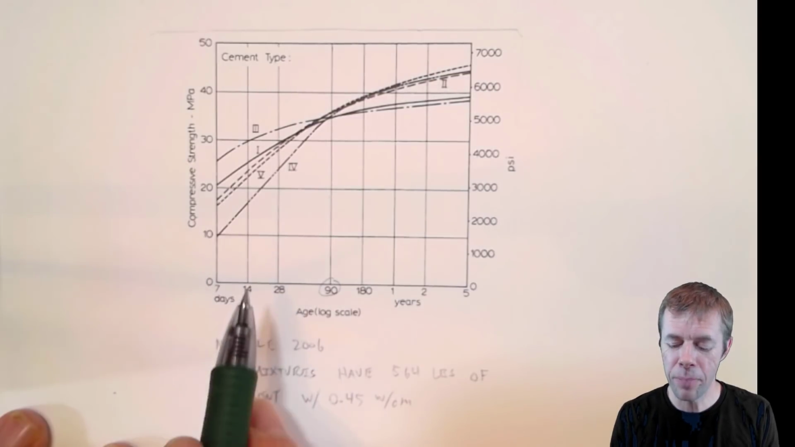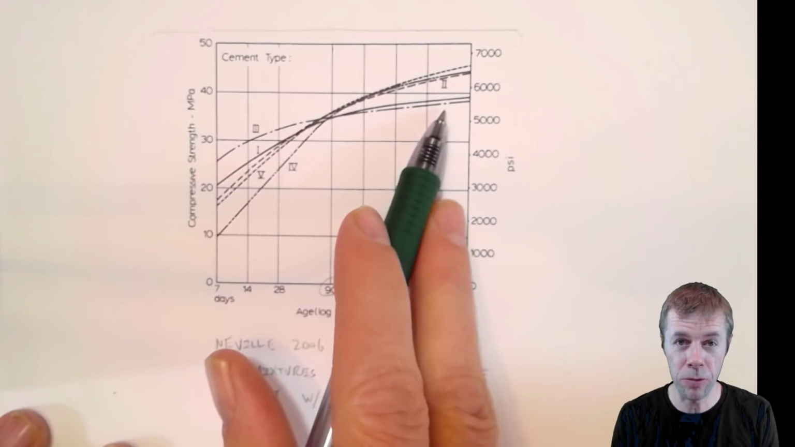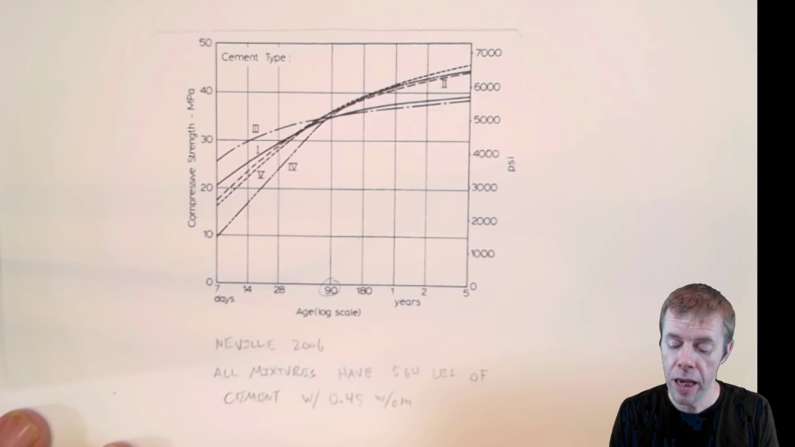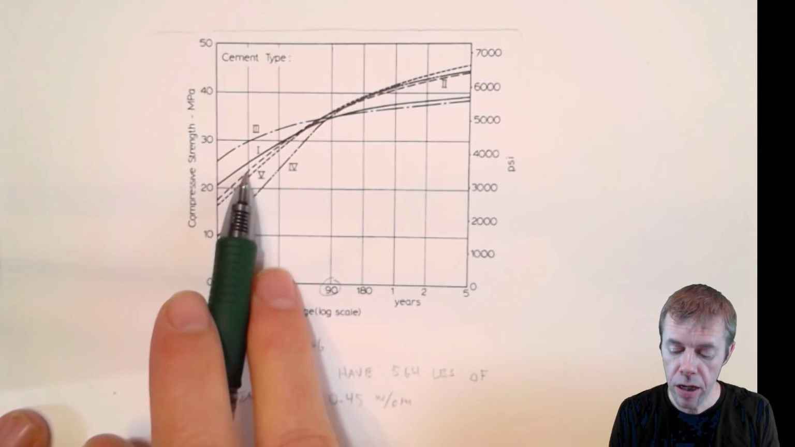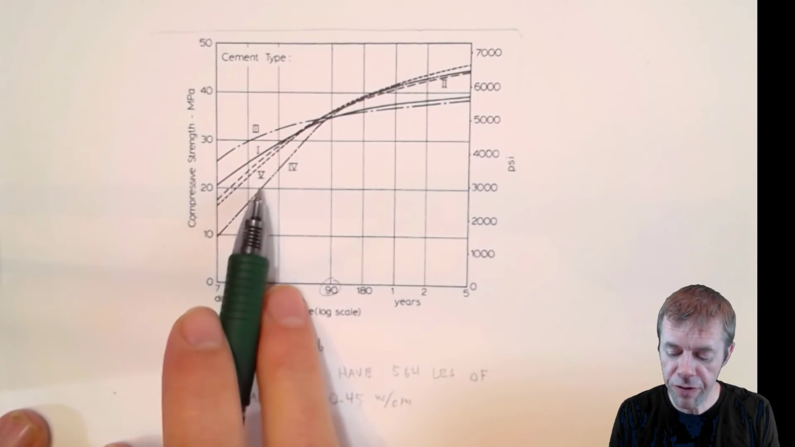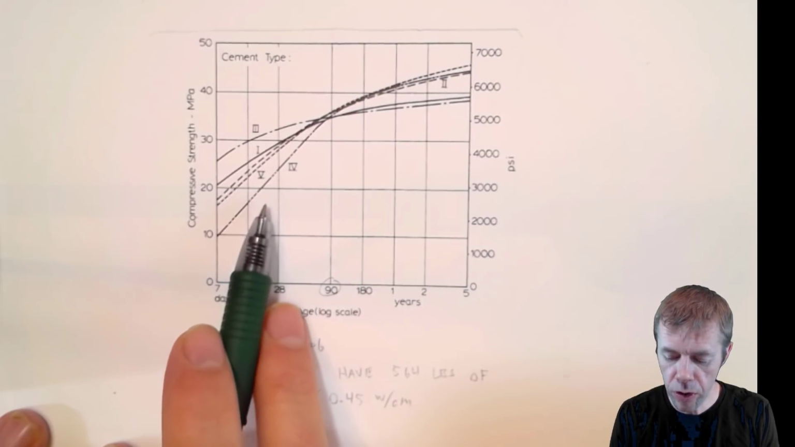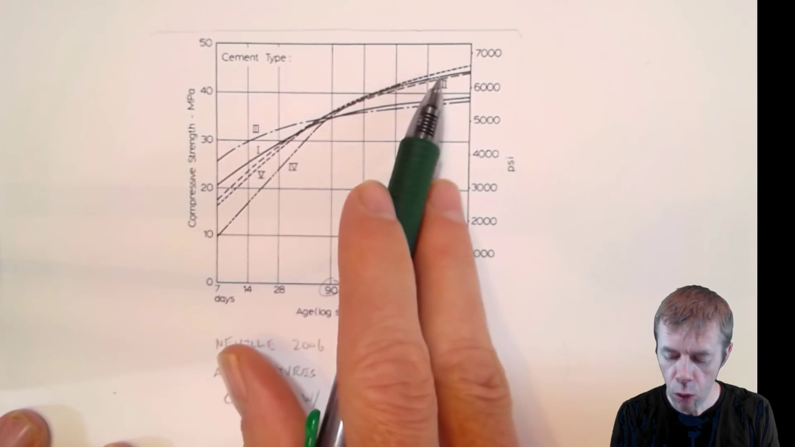And so is it that big of a deal that we don't get as long-term strength? Well, it's something to know about, but I don't think it's that big of a deal. Anyway, there's type 3, there's type 1, here's type 5, there's type 4. Type 4's got the lowest early age strength, and look up here, it's got one of the highest.